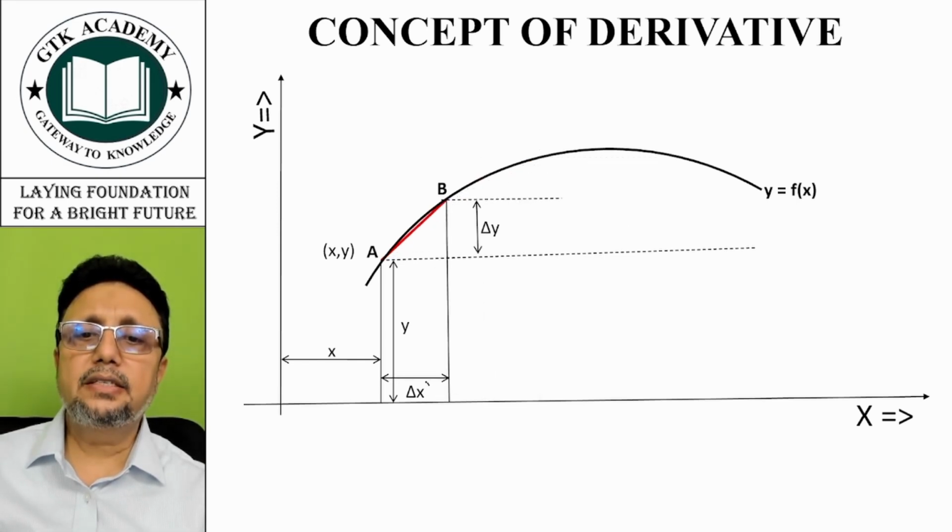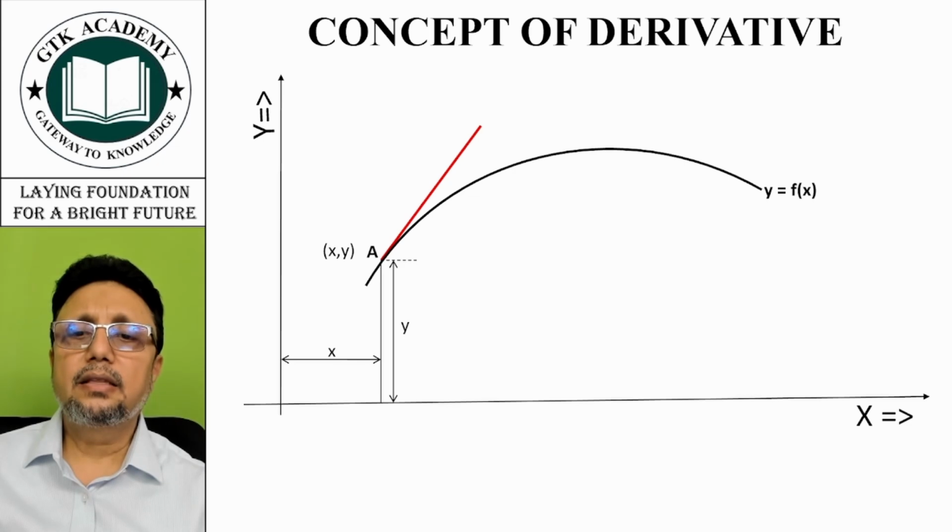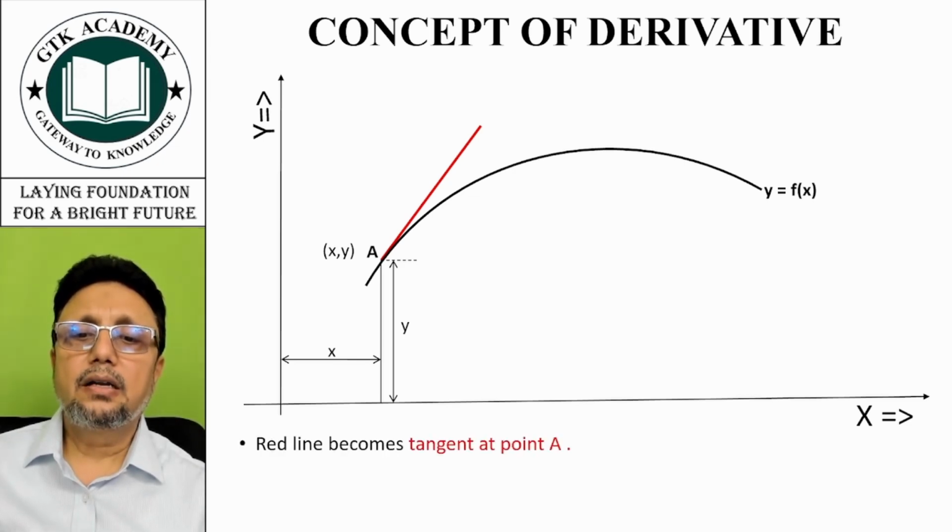Now as this delta x tends to 0, what do we mean by tends to 0? It means it is very, very close to 0. It is not 0, but extremely close to 0. So in that situation, what will happen? B will coincide with A. And then this red line will become the tangent at point A.